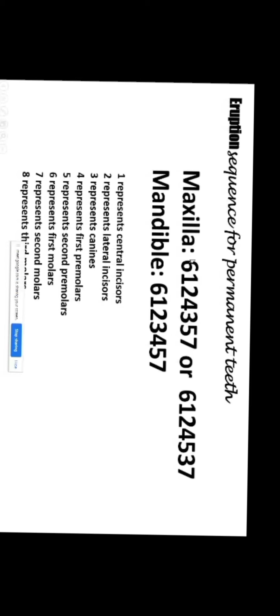Next, for the mandible, it's a bit straightforward. Still, you have your first molars, and then you have 1, 2, 3, 4, 5, 7, and then 6, 1, 2, 3, 4, 5, 7.